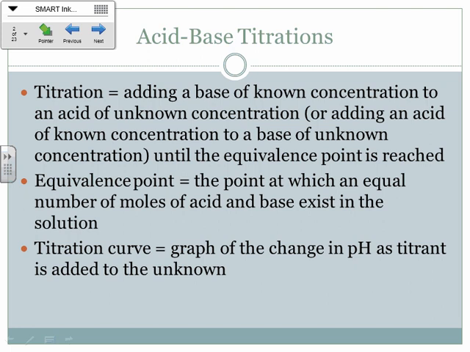So what we're going to do for the lab we're doing at the end of this week is an actual titration curve, where you're looking at the pH at each given moment throughout the titration, and you're going to actually graph it. What you're going to notice with the strong acid, strong base titrations is that they have very steep curves. With the weak acid, strong base titrations, the curves are not so steep. And we'll talk about what that means. But equivalence point is the point where you have an equal number of moles of acid and base in the solution. And then your titration curve is just the graph of the change in the pH.